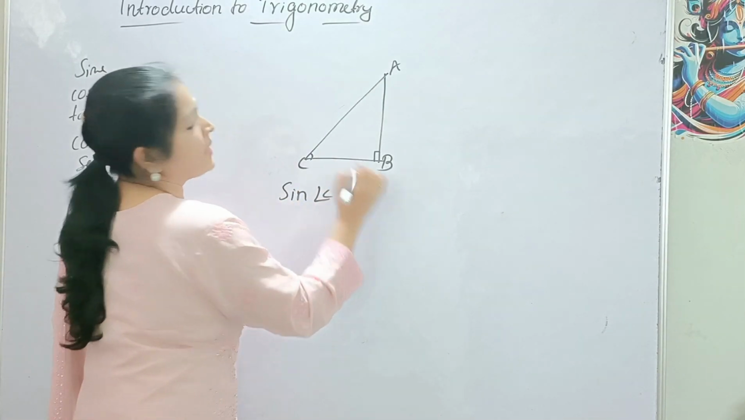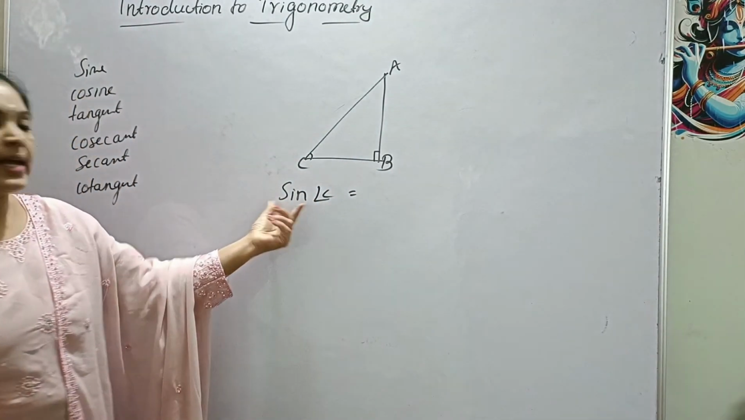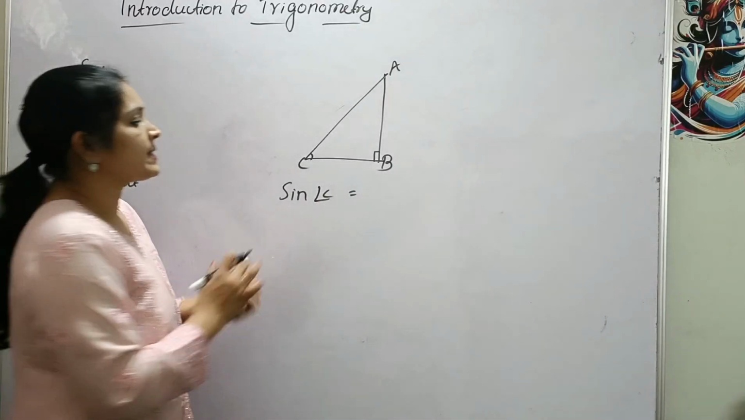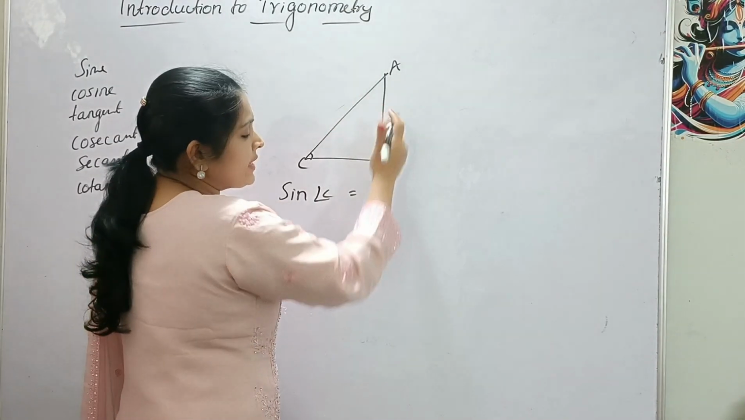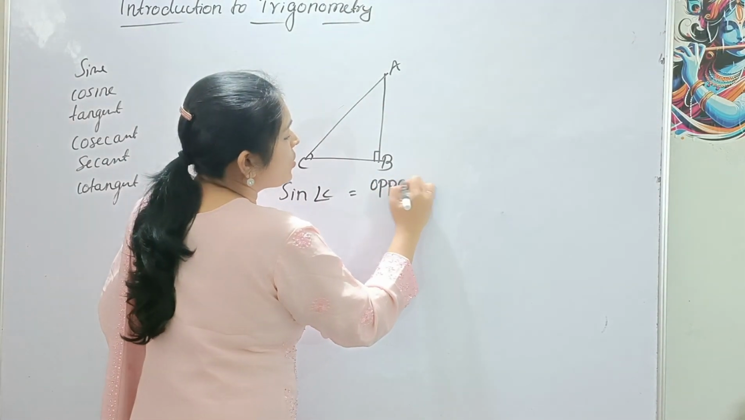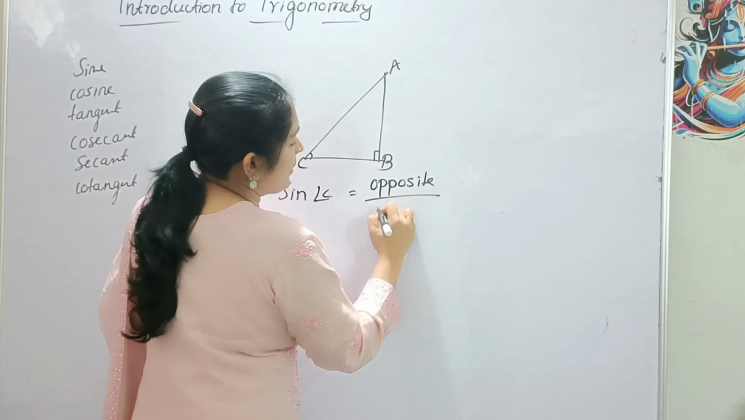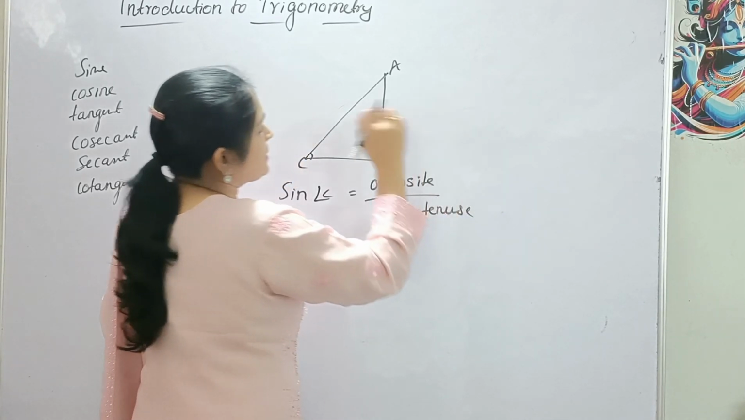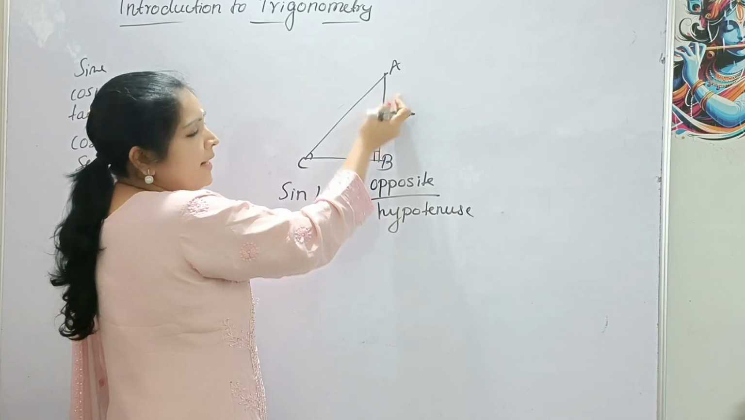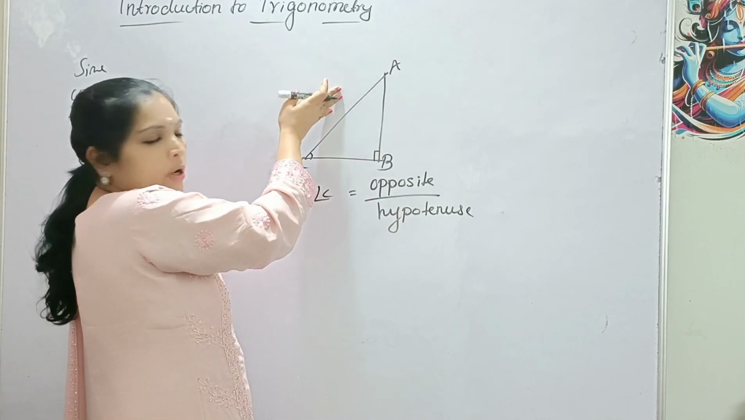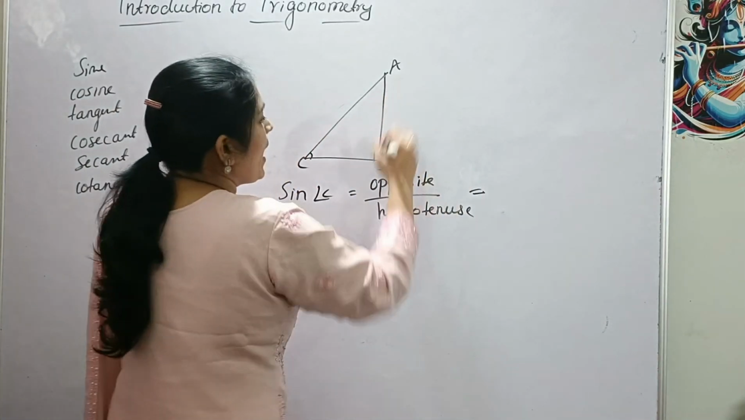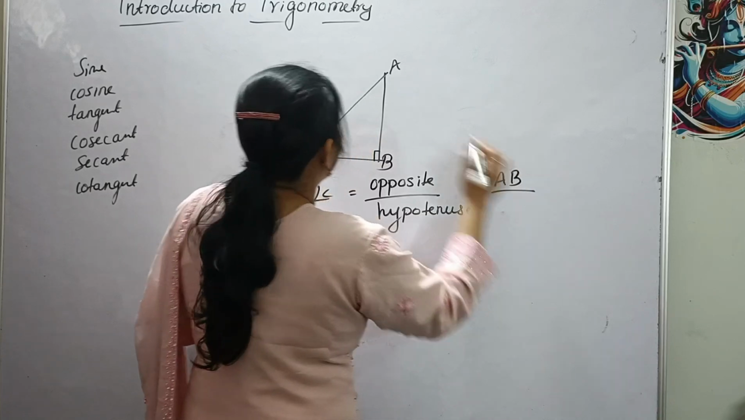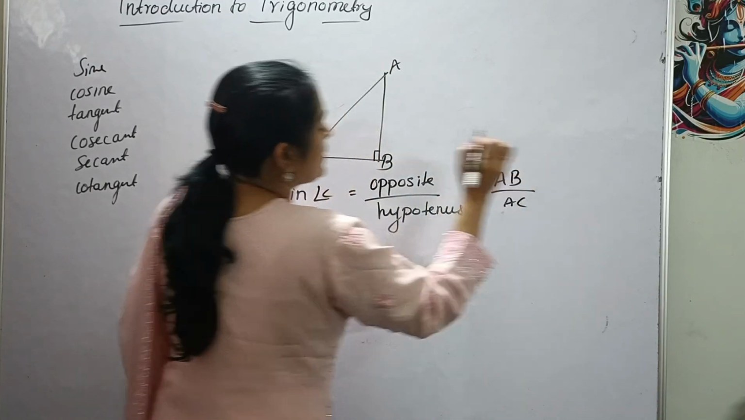Now, what is sine C? Sine we can write as sin. Sine C is equal to opposite divided by hypotenuse. See here, it is the opposite side and it is the hypotenuse. That is AB divided by AC.